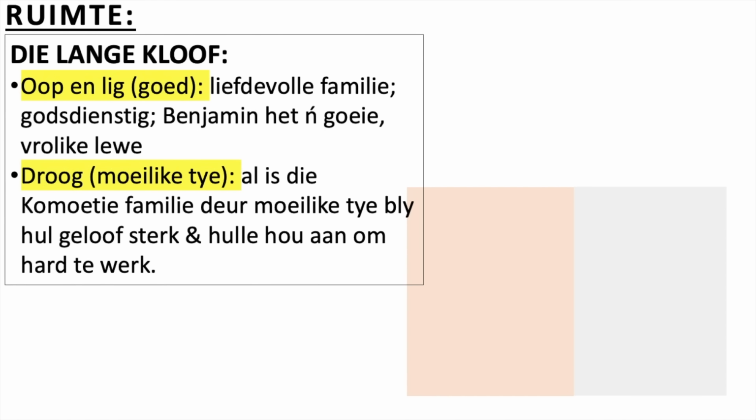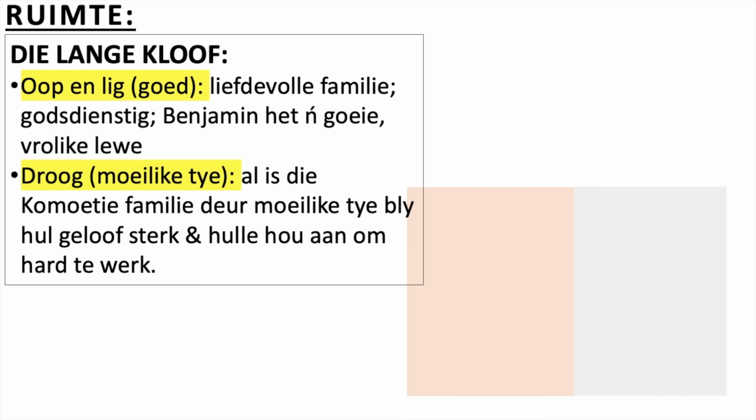So then the ruimte, so essentially in FIELA se kind, we have 3 main spaces, okay? The first one is die Lange Kloof. So this is where the Kamuti family lives. You know, the Lange Kloof is the area on the farm or the plot, die Wolwekraal. So it's important to realize that this space is oop en lig, which indicates that it's good. It's open and light, which indicates that it's goed.